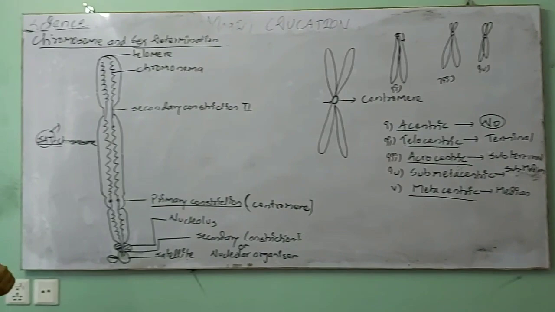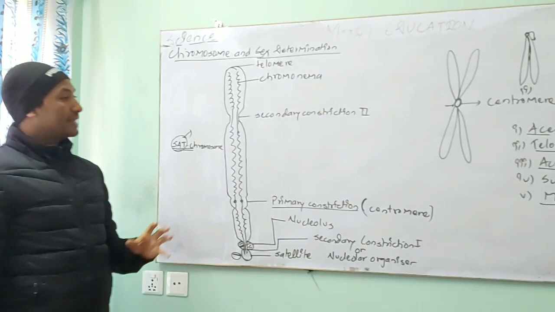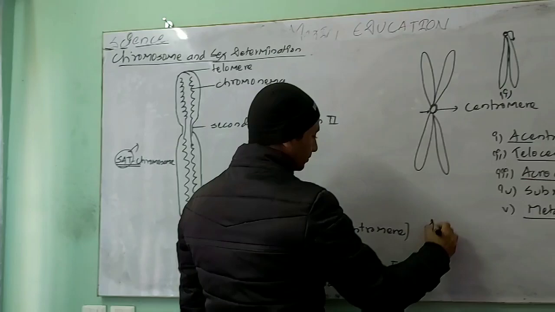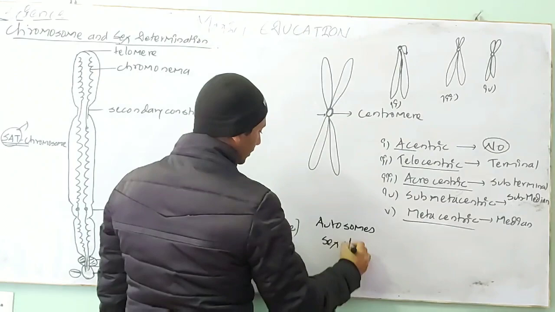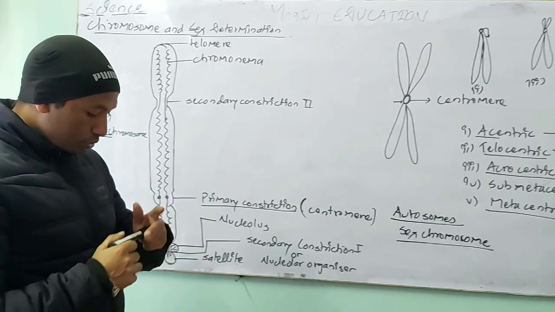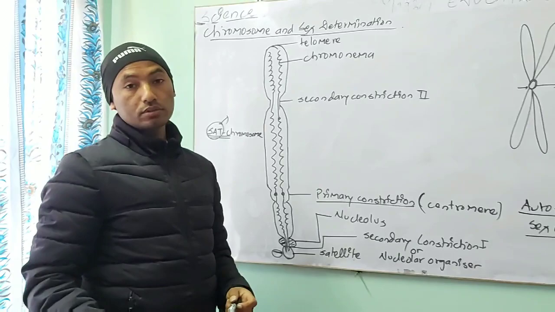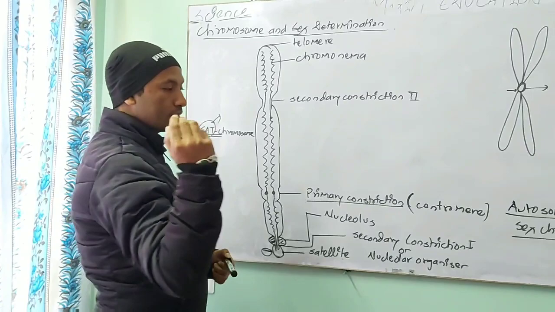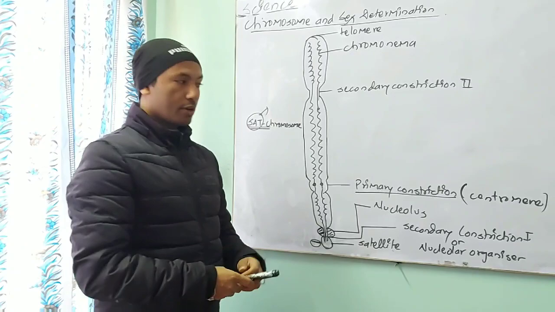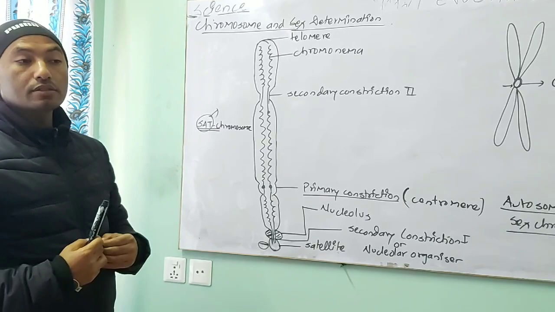In every living organism, the sets of chromosomes are classified as autosomes and sex chromosomes or heterosomes. Autosomes are those chromosomes that determine the physical growth of the cell or the living organism. Like we grow due to the presence of autosomes. They remain in pairs in a diploid cell, and in a haploid cell they remain single. All chromosomes remain in pairs in a diploid cell, and single in a haploid cell.